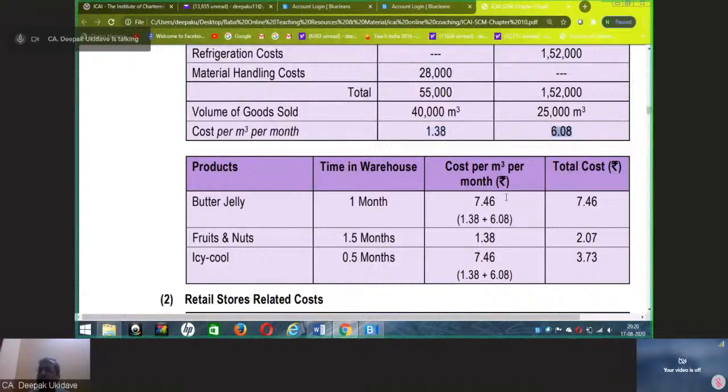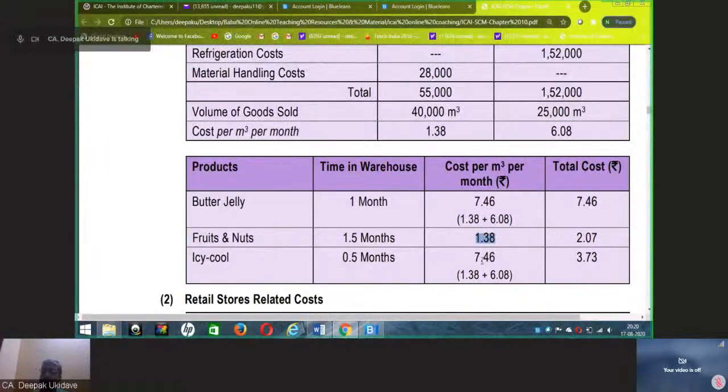If you pick up only 6.08 here, then your answer will go wrong. Calculations will go out of control. So you have to add, a point to be noted. Please students note this, 1.38 plus 6.08. Butter jelly will consume both the activities, general cost as well as refrigerated van. Why? Because there are some common costs like material handling cost, warehouse cost, those will also come. So 1.38 will come and 6.08 will come. But when it comes to only a generic category product like fruit and nut, it will take only 1.38.